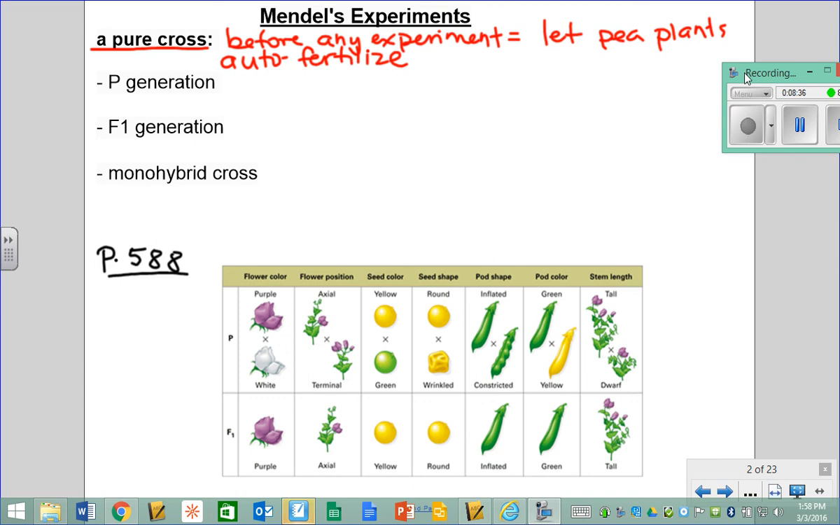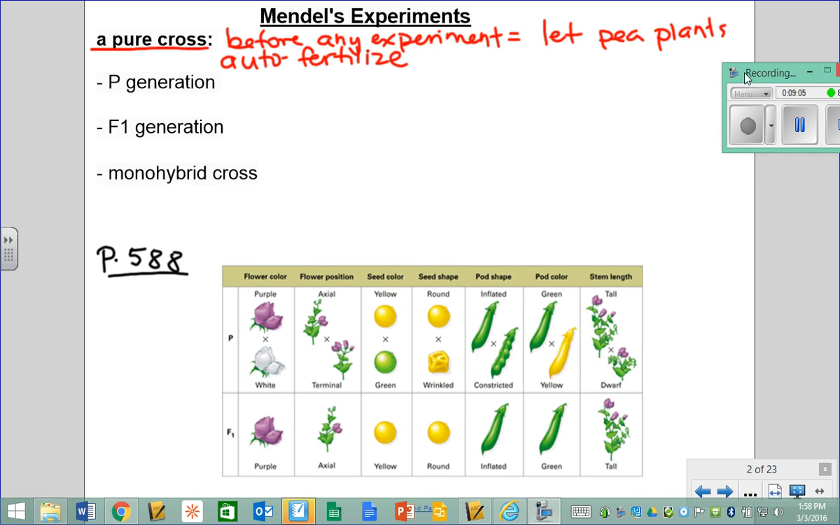Now in plants, it's not so weird. Go ahead, fertilize yourself. That means your sperm cell fertilized your egg, so the DNA has to be the same. But he let the pea plants auto-fertilize so he would be sure that they were genetically pure. And so before he did any experiment, he always let the plants auto-fertilize themselves to make sure that the DNA strain was pure.